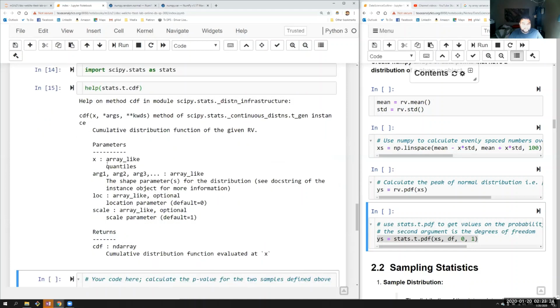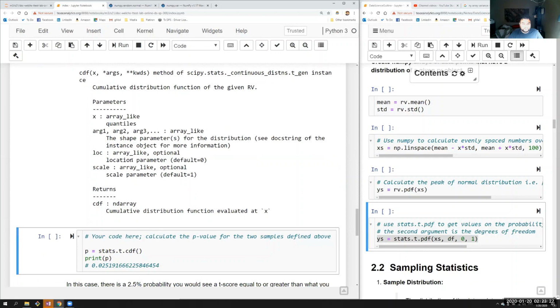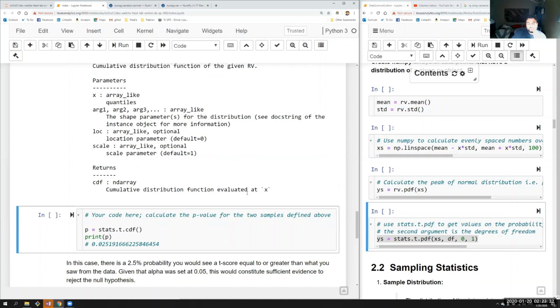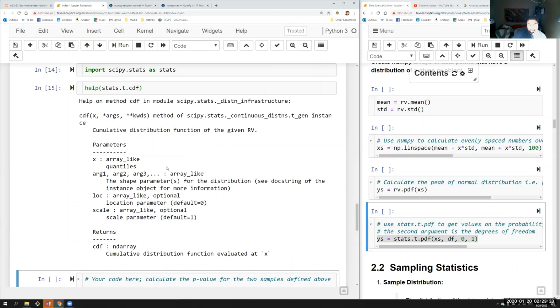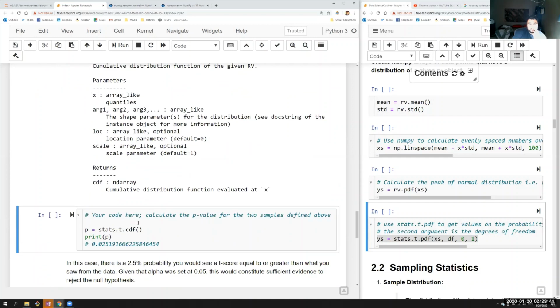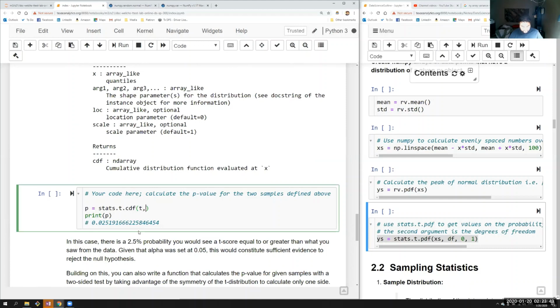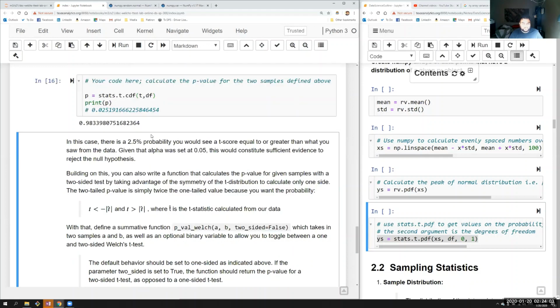X is the array. arg1, don't care. Loc is the location, scale, cumulative distribution function evaluated at X. All right, but I don't know where the, okay, whatever. I'm just going to do what I was doing before. T, df. So I think that's probably loc and scale, right? Oh, default is 0 and 1. So I think I could leave that as default because we're doing probability, so it's already done that for us.